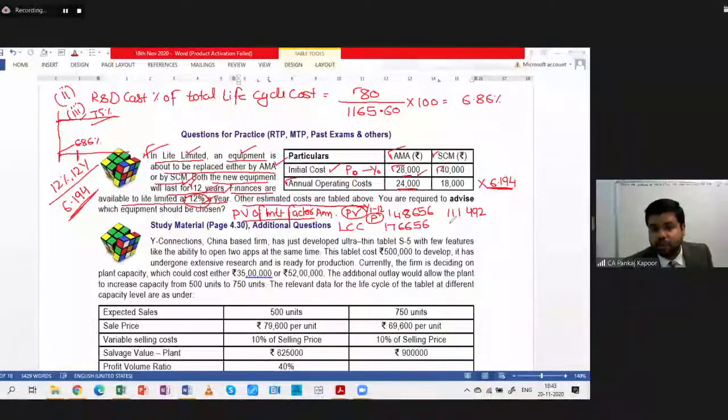It's 176,656. Whereas in case of SCM, what is your life cycle cost, after considering the time value of money? It is 151,492. Good. Which one is cheaper, friends? Quickly answer. Do we go for the AMA or the SCM? SCM costs us 1,51,492, whereas AMA costs us 1,76,656.